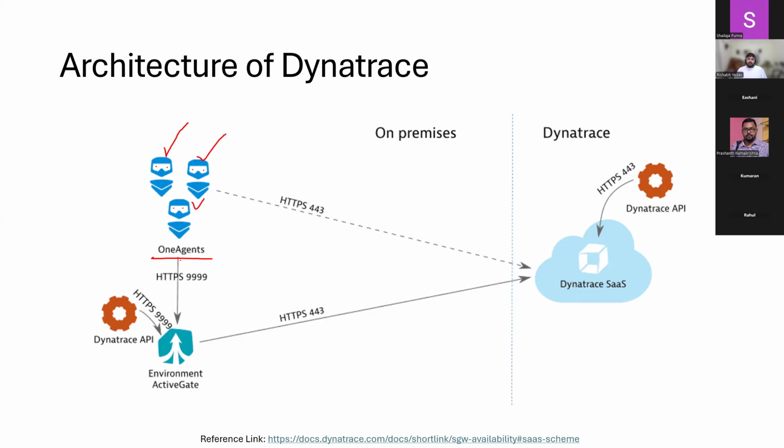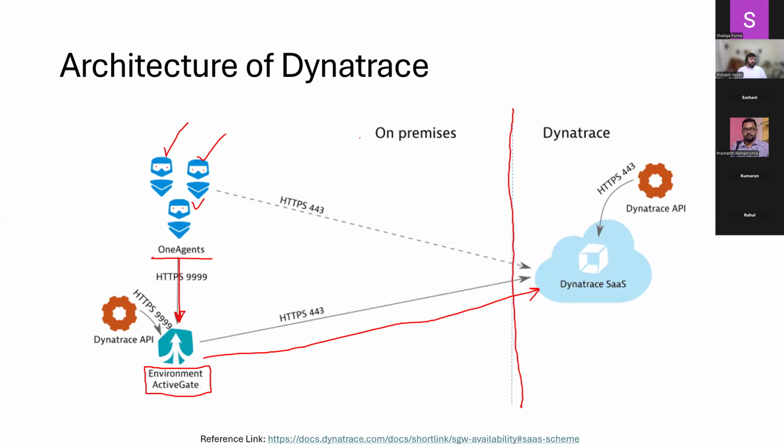So from your agents, you send that data all the way back to a forwarder or to a collector, which is basically called the environment ActiveGate or Dynatrace ActiveGates, right? And with those Dynatrace ActiveGates, you can send all of the information back to the Dynatrace SaaS, right? So this is how ideally the communication really works from the agents all the way back to the Dynatrace SaaS cluster, right?